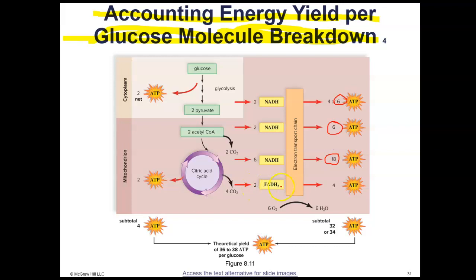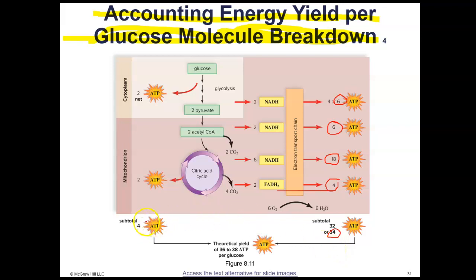2 FADH2s. Now each FADH2 only can produce 2 ATPs. So we'll get 4 out of them. When you add these numbers up, 6 plus 6 is 12 plus 18, that gives you 30. And then 4 gives you 34. So that's where you get your 34 ATPs from the electron transport chain.